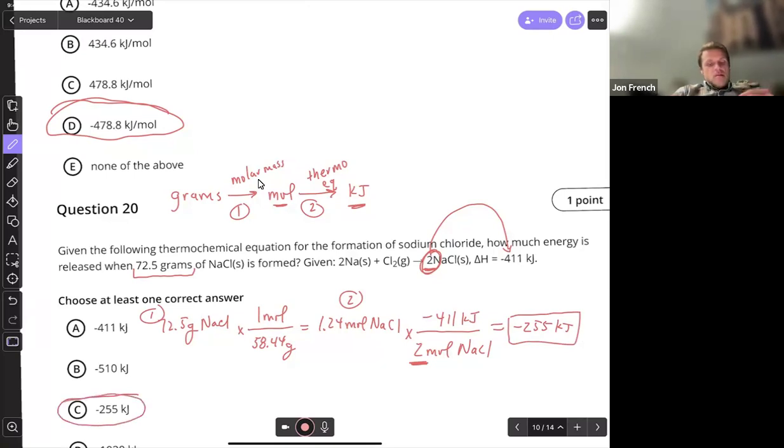So choice C. Mass to moles using our molar mass, and then moles to energy using our thermochemical equation right here, using the coefficient that for every 2 moles out, this is the energy out. Well, I don't have 2 moles, so I'm going to have less energy. And we see that here, minus 255 kilojoules of energy released in that reaction. All right, I'll stop the recording here.